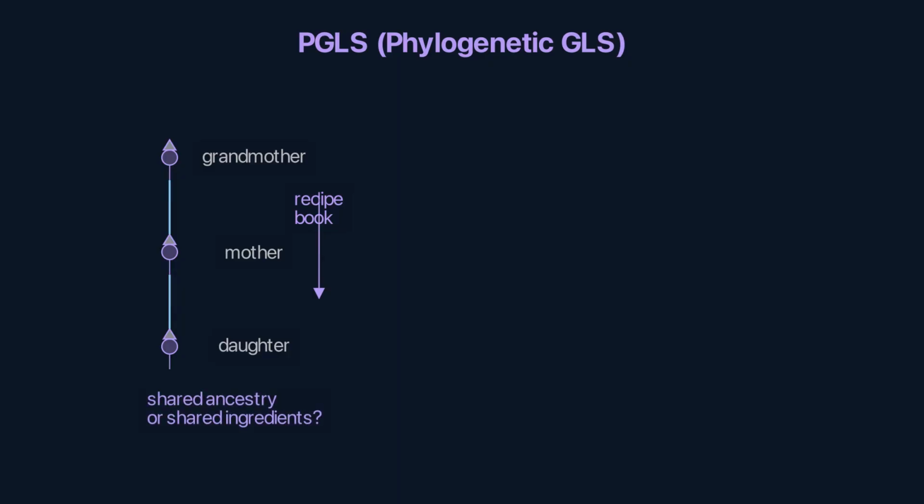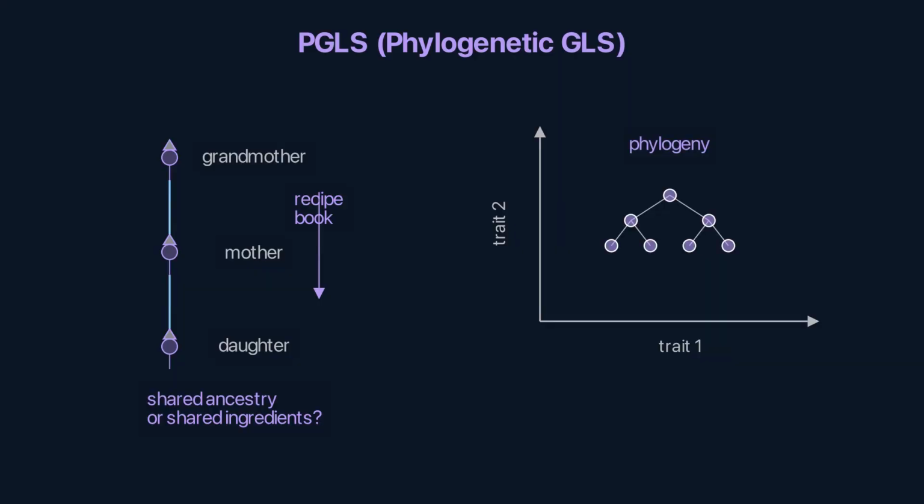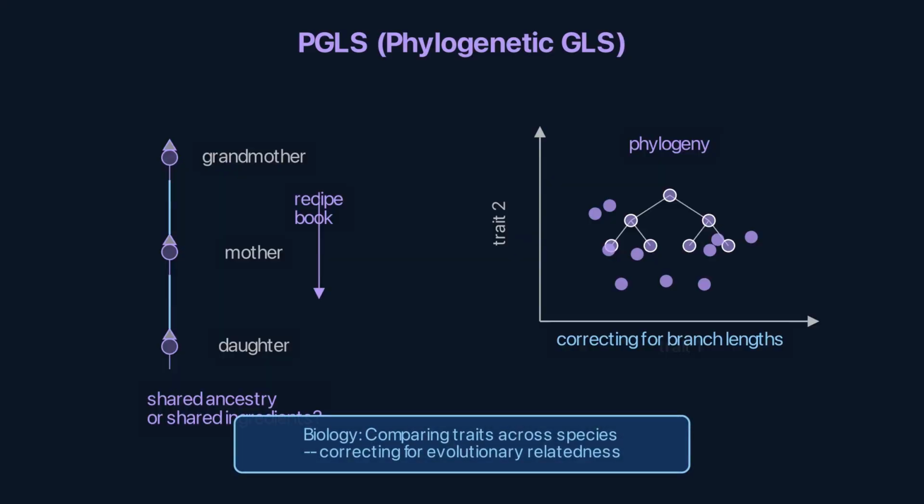A grandmother, a mother, and a daughter, all chefs. Their dishes taste similar. But is it because they use the same ingredients or because they inherited the same recipe book? Phylogenetic generalized least squares corrects for shared ancestry before testing whether an ingredient truly matters. Without this correction, you'd conclude all Italian grandmothers' dishes are similar because of olive oil when really it's a family tradition. In comparative biology, PGLS accounts for evolutionary relatedness when modeling trait correlations across species.